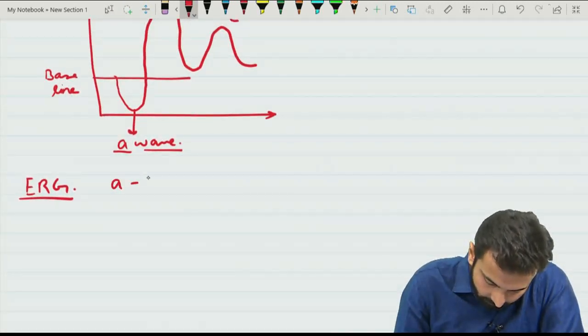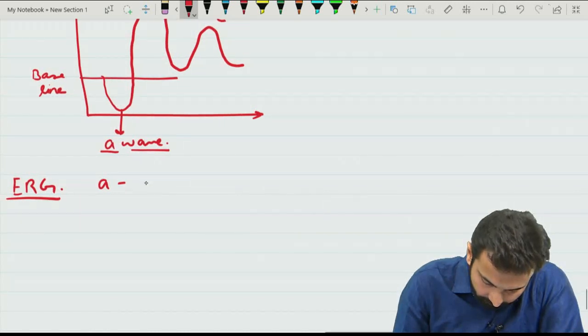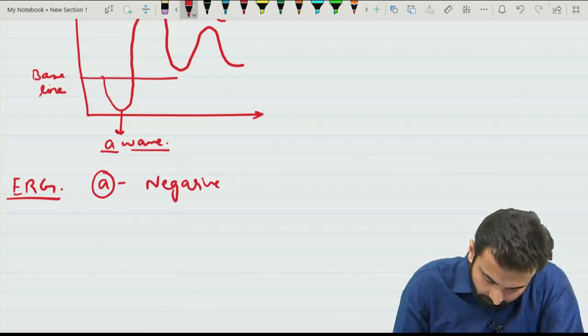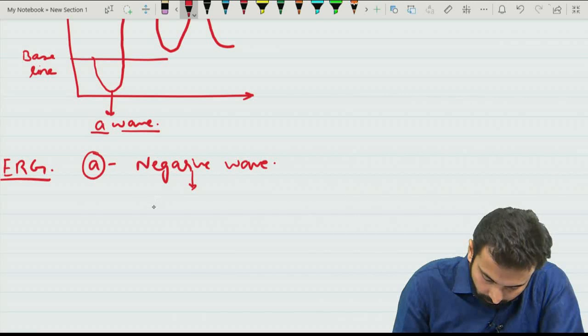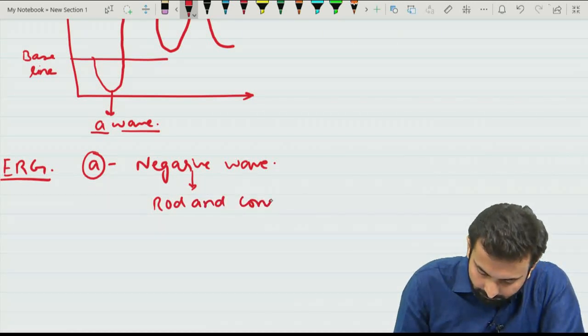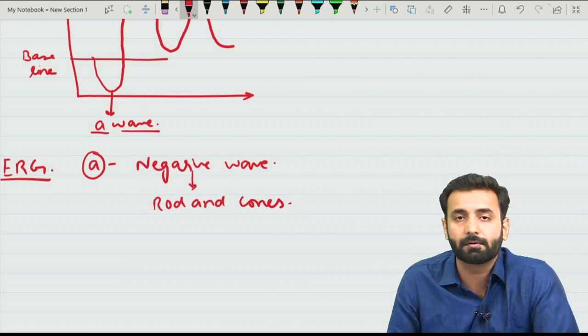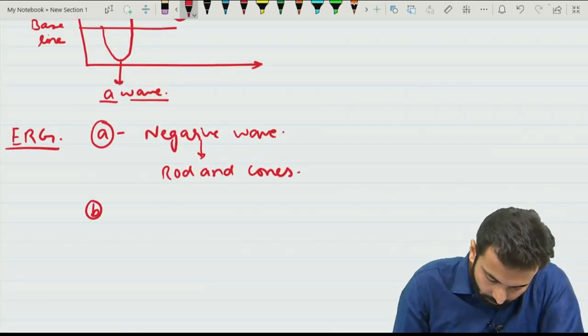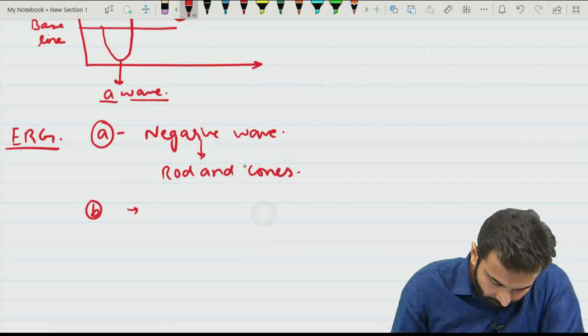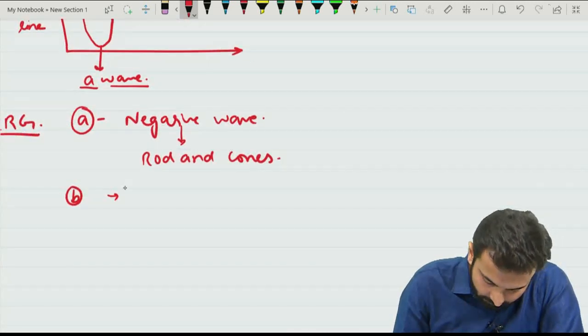In normal ERG, what do these signify? The A wave is a negative wave and this arises from rods and cones. It tells you about the activity of photoreceptors, which are rods and cones. Now coming to the B wave, this is a large positive wave.